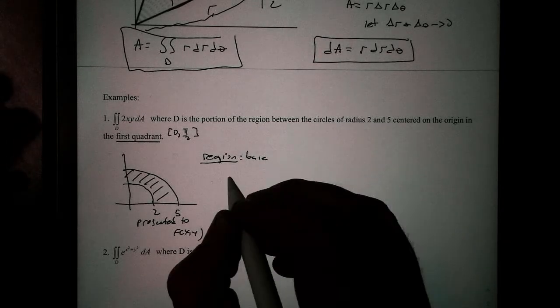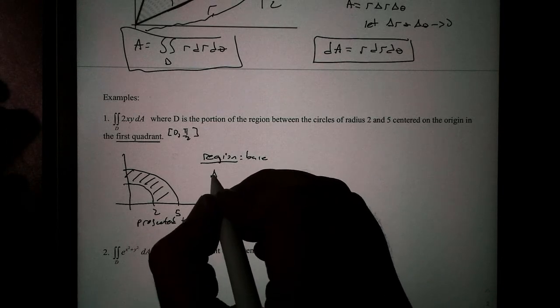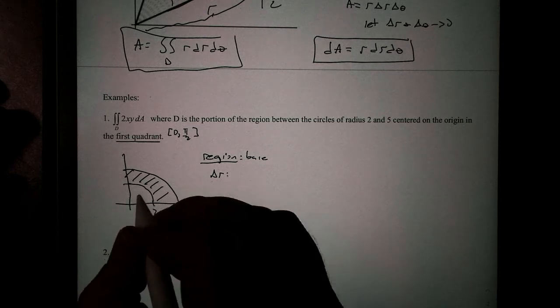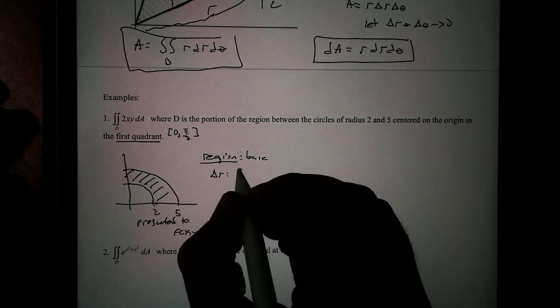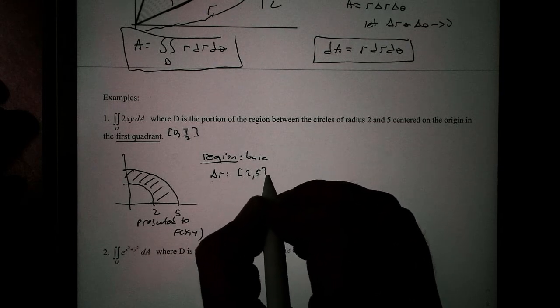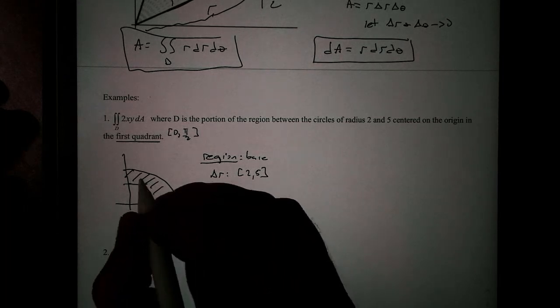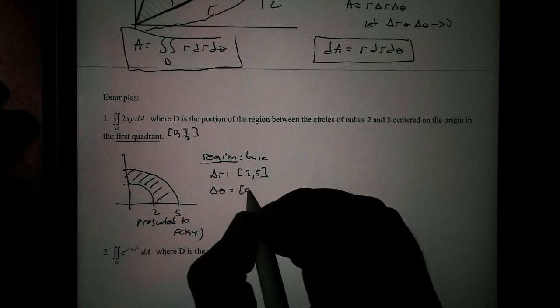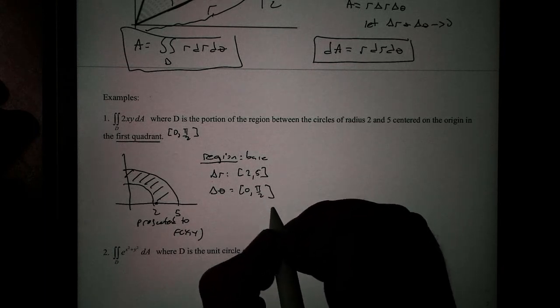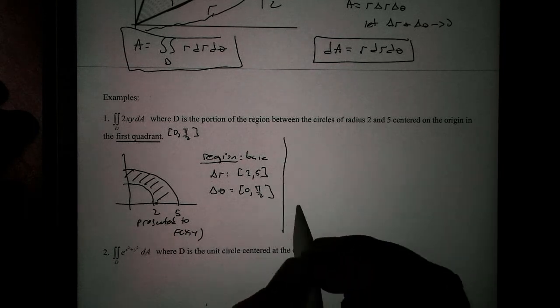So to do polars, I need my change in radius, which isn't that bad to do. My radius is only going to go from 2 to 5. I'm only worried about the part from 2 to 5. My change in theta, well, that's going to go from 0 to pi over 2, because I'm only interested in the first quadrant right there. And now I can go and write out my integral.